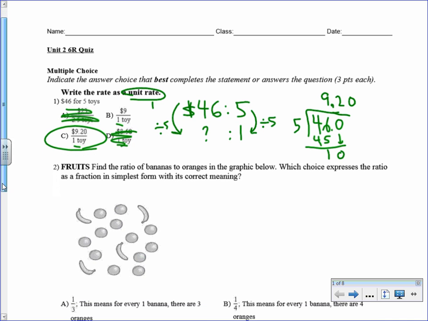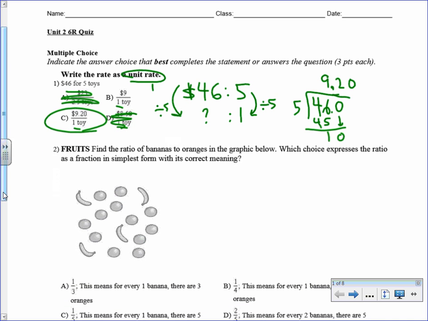The division killed a lot of you guys. So many of you set that up the right way, got to the 9 and stopped. And you were so close to the answer. So almost everybody who got it wrong put B, but it's not B.